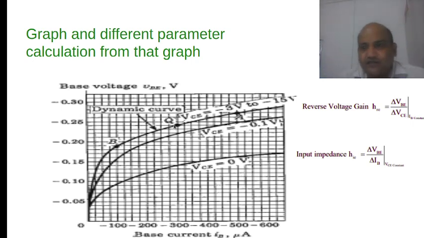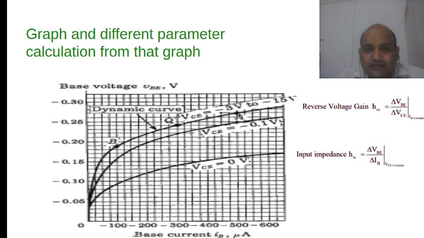So first of all, how can you calculate input impedance? Input impedance for VCE constant, either here or here. This is the base voltage, this is the base current. If you take this curve, it means you are taking VCE equal to some volt here. So here VCE is equal to some volt, or here VCE is equal to minus 3 volt.